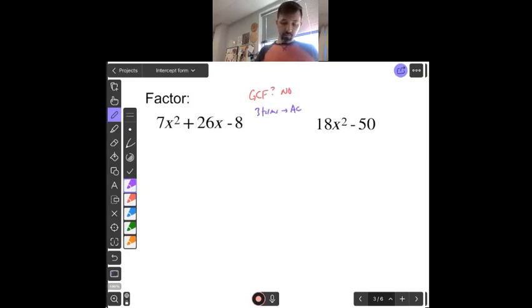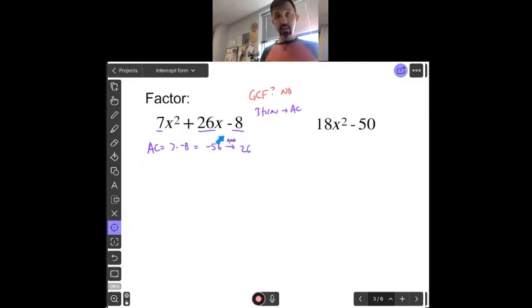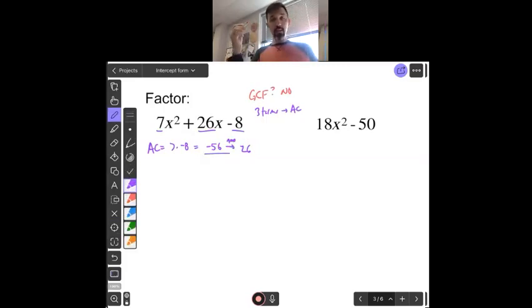Okay. My A, my B, and my C. So AC is 7 times negative 8, which is negative 56. I need that to add to 26. Okay. Again, this notation right here is kind of something that I do. You probably won't see that anywhere else. But everything after that is pretty standard, okay? As far as what you should be asking yourself.